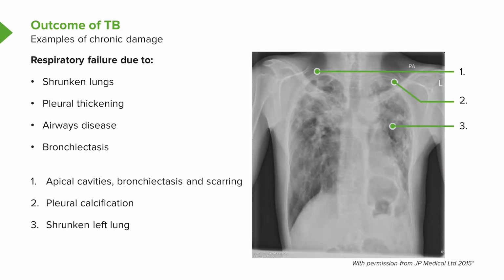So this is a chest X-ray of somebody who had tuberculosis when they were much younger, and you can see there's extensive scarring on the left-hand side, and the left hemidiaphragm is raised halfway up the heart, and that reflects the fact that the left lung is much smaller than it should be. It's about half the volume of the right lung. That's partly because of the scarring within the lung, but it's also because there's a layer of pleural thickening around the outside of the lung, gripping it, stopping it from being able to expand.